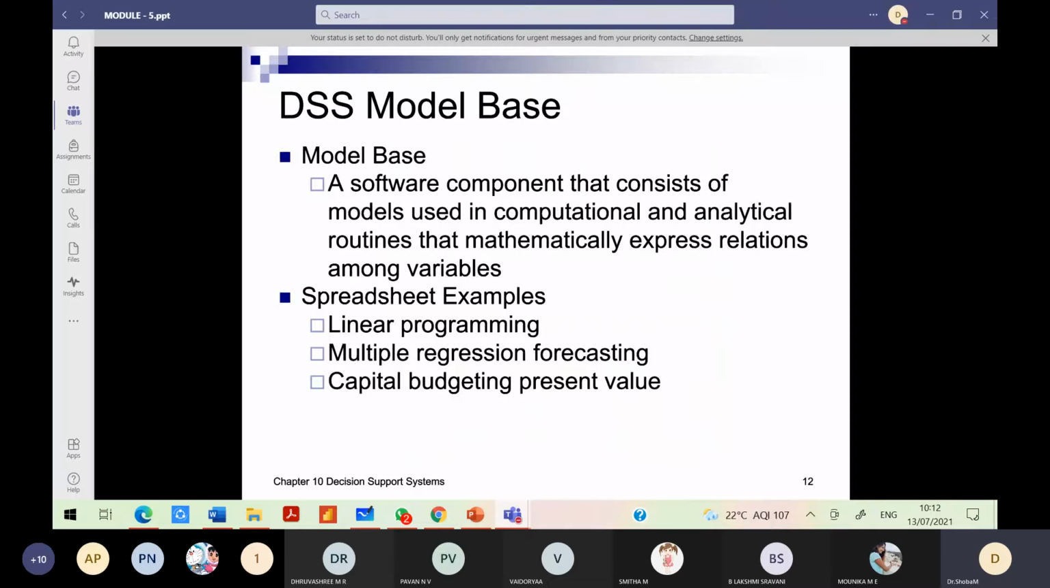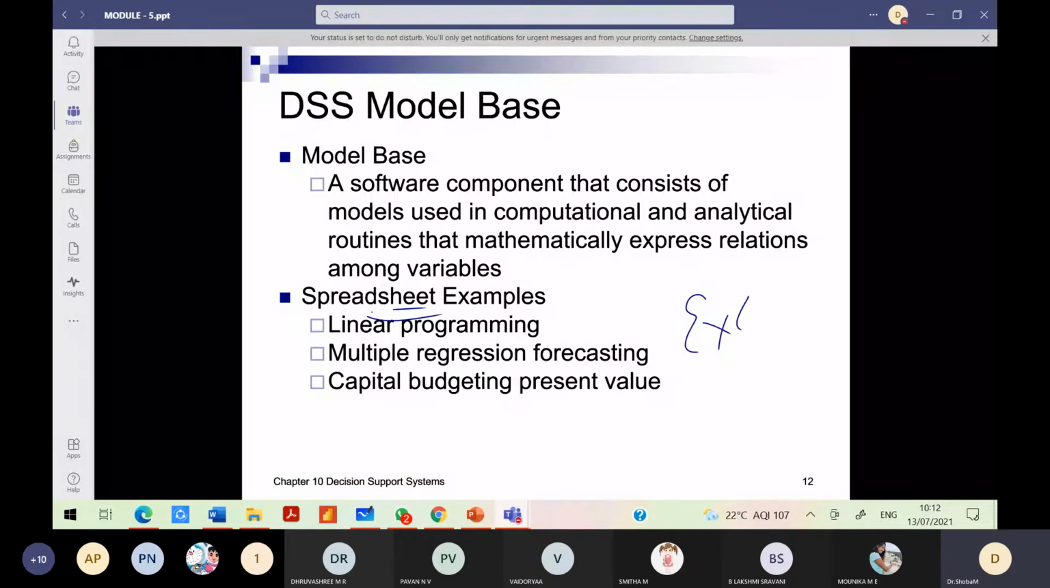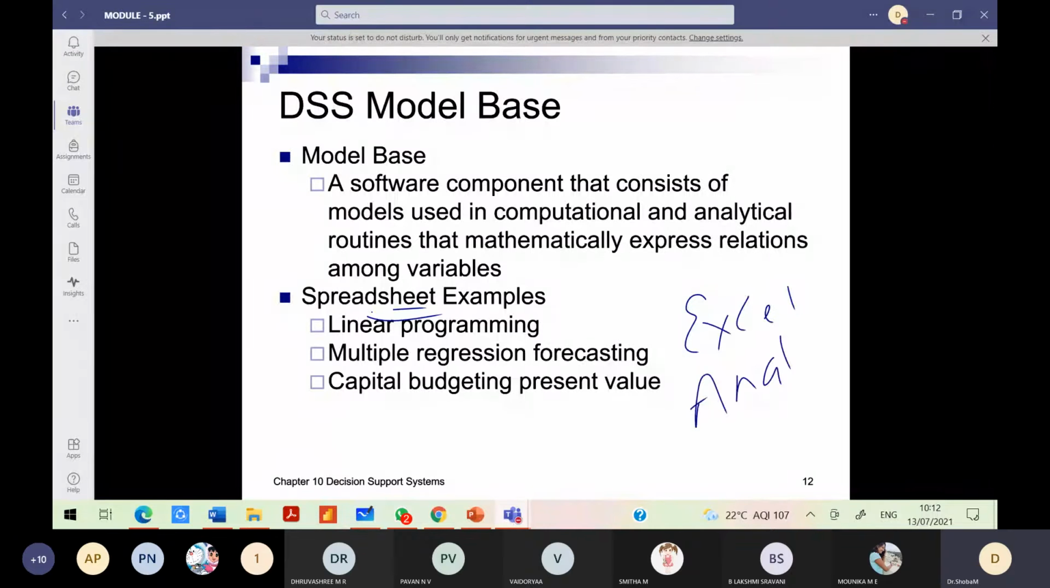See, DSS model base. I think this also we had just started. See your Microsoft Excel, that is the spreadsheet example. Microsoft Excel is not only a system software or application which can be used only for entering values or doing some simple calculations. In fact, a lot of data analysts make use of Excel to do the data analysis. You can add or enable a lot of macros which are available as add-ins in Excel, and then you can carry out the data analysis.